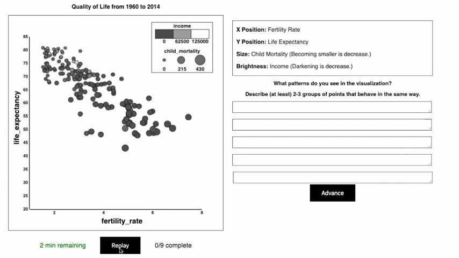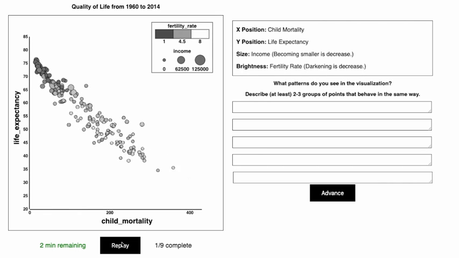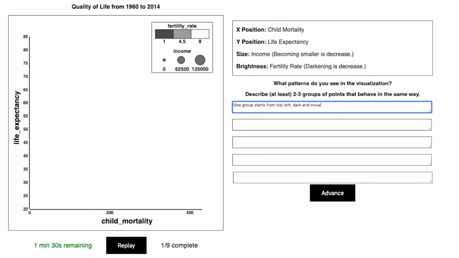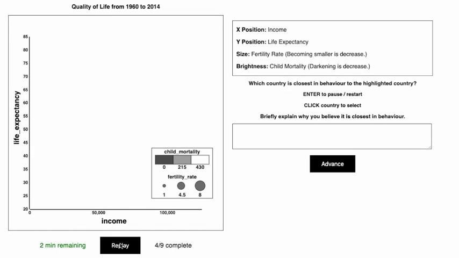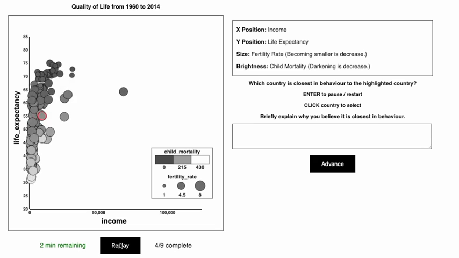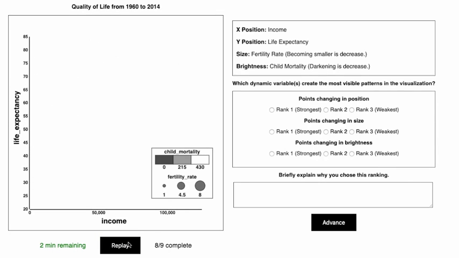The 3 types of questions asked participants to identify the patterns that they saw in the visualization by identifying several groups of points with similar behavior, find the country that was closest in behavior to a target country by pausing the animated transition and clicking on a candidate, and rank the dynamic visual variables and explain which ones they felt produced the most noticeable patterns in the visualization.